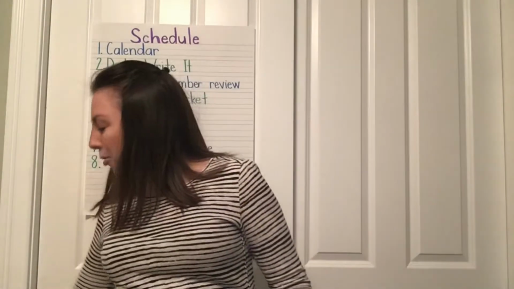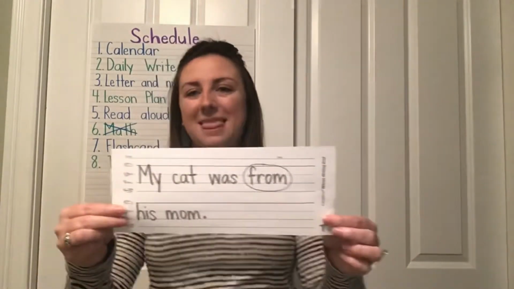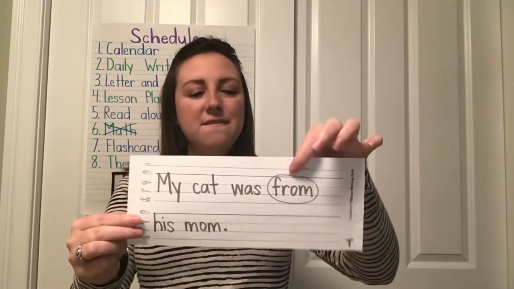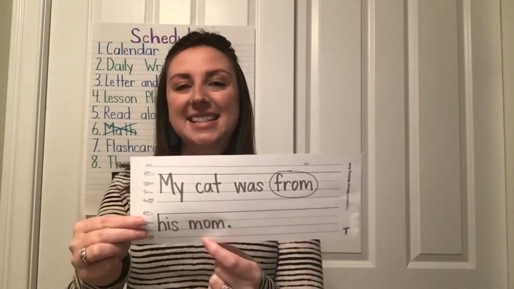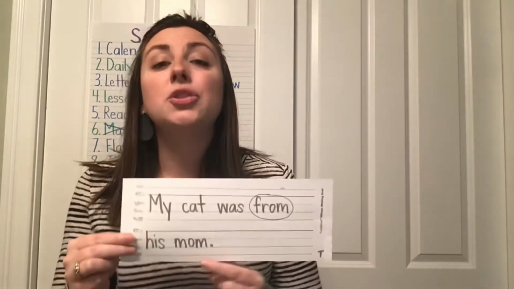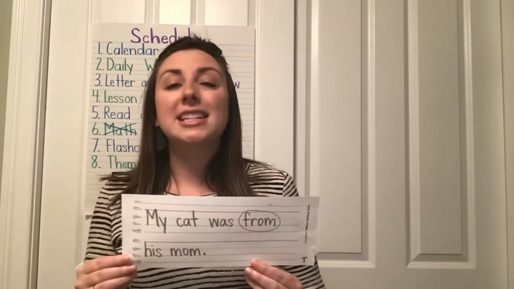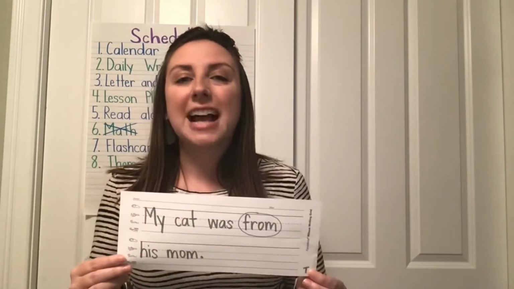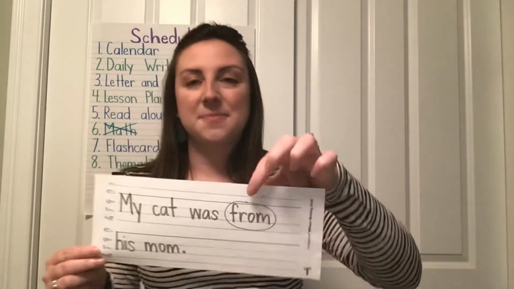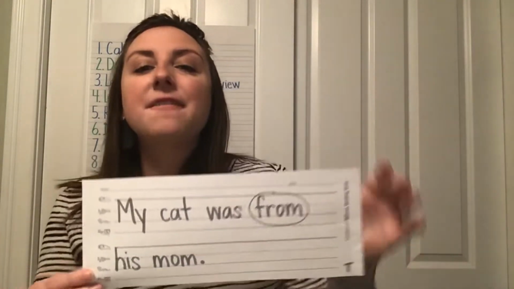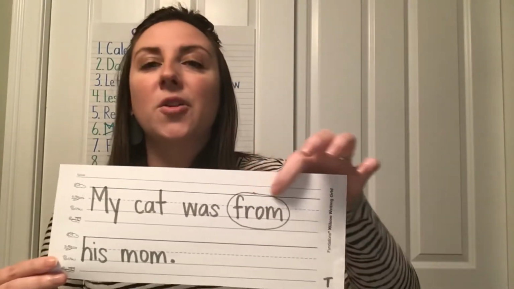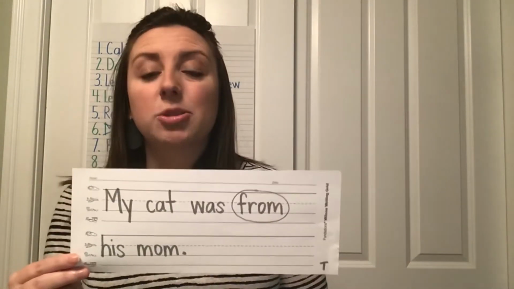All right, let's check them out. My cat was from his mom. Your sentence should have 6 words. 1, 2, 3, 4, 5, 6. We are practicing a new trick word today. We learned this word yesterday in our flashcards, but this is our first time using it. From. F-R-O-M, from.